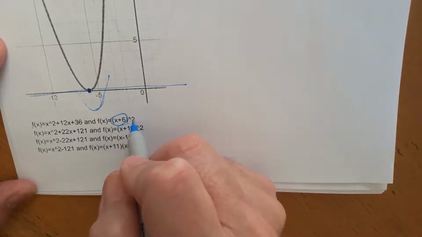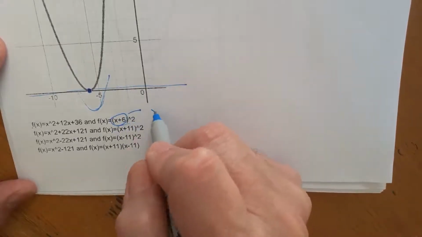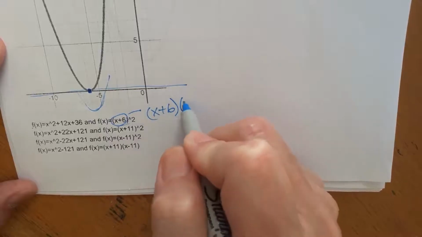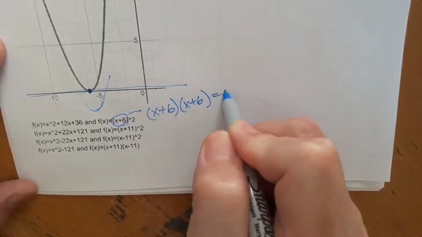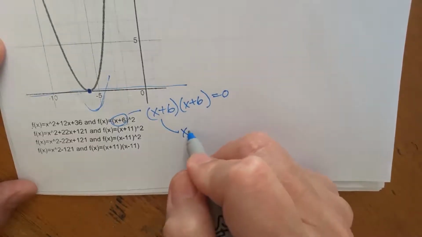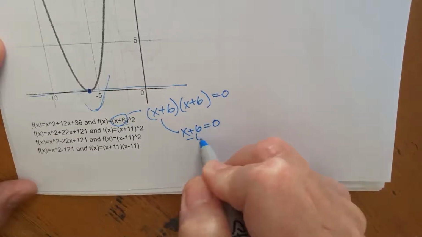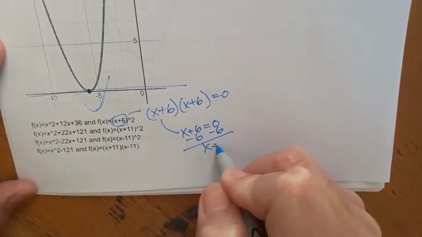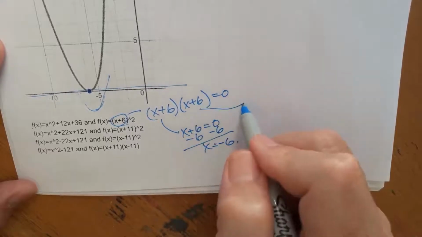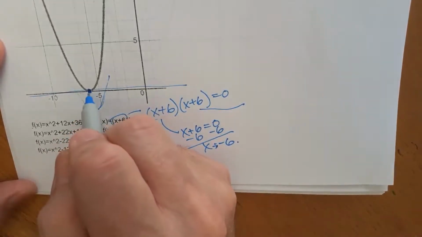It's got to be this one to the power 2, because even if you had x plus 6 times x plus 6 equals 0, right? If you take either of these and you say x plus 6 equals 0, minus 6 minus 6, x equals minus 6. It doesn't matter if you do the same here, you get the same answer. That's why there's only one.